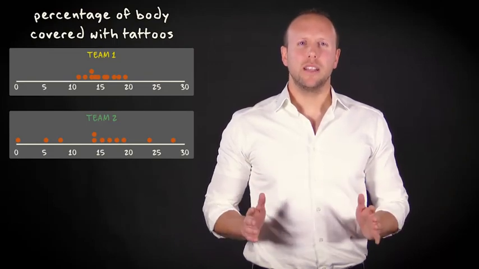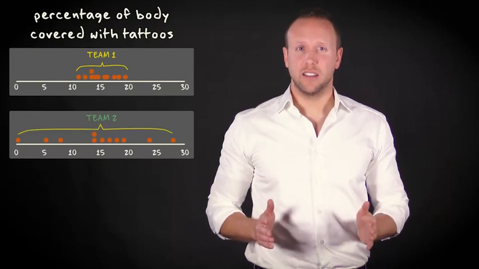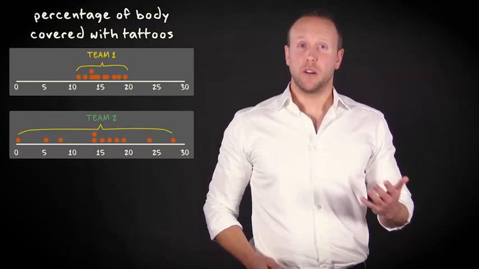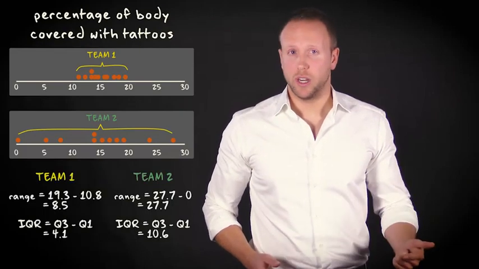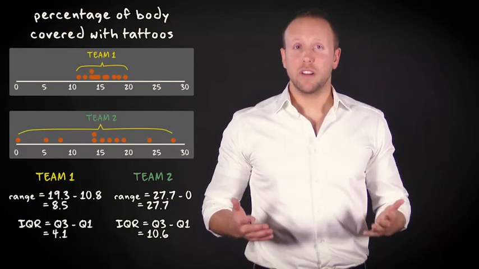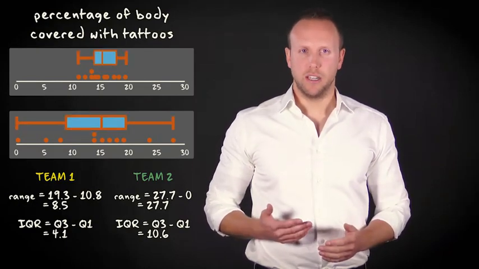You can see immediately that in the first team, the tattoo density is much less variable than in the second team. This variability can be measured by, for instance, the range or the interquartile range. It can graphically be represented by a box plot. You can see the relevant box plots here.